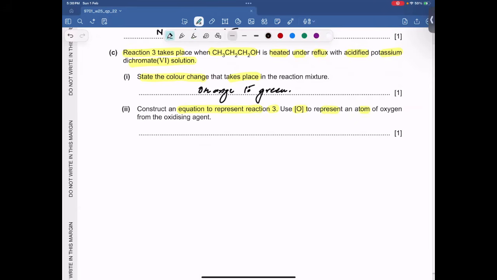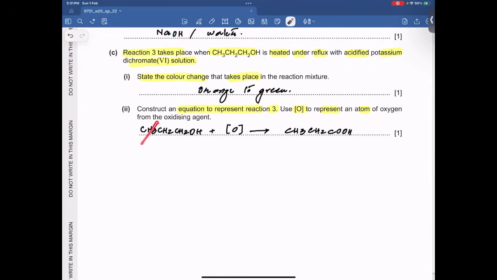So basically it's CH3CH2CH2OH. Potassium dichromate is an oxidizing agent. Any oxidizing agent is represented by atomic oxygen or nascent oxygen. This is going to be atomic oxygen or nascent oxygen. It is going to be converted into propanoic acid, which is CH3CH2COOH. This CH3 will remain as it is. This CH2 will remain as it is. Now this CH2 is turning into COOH.